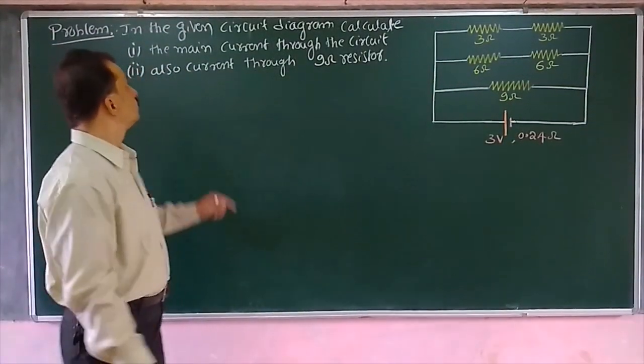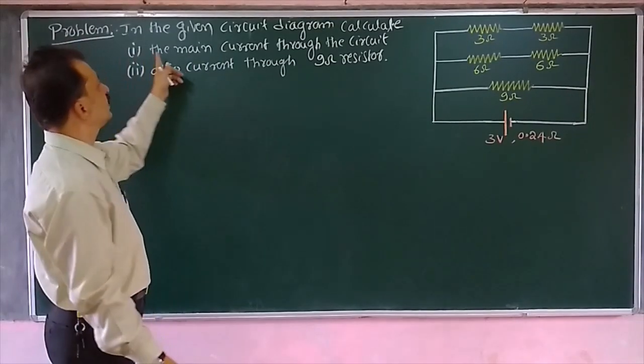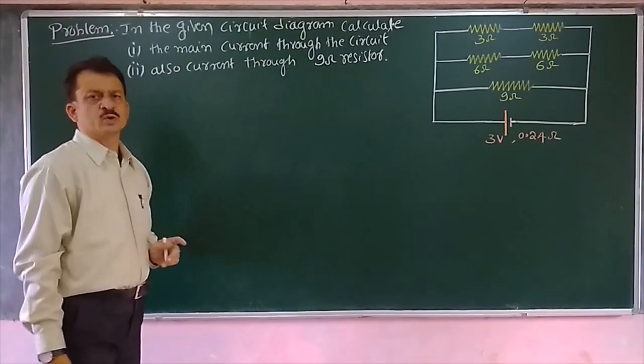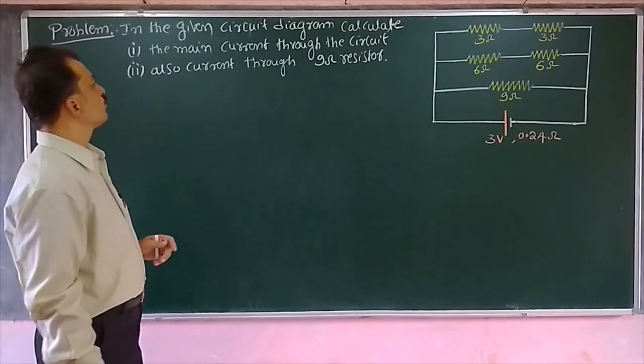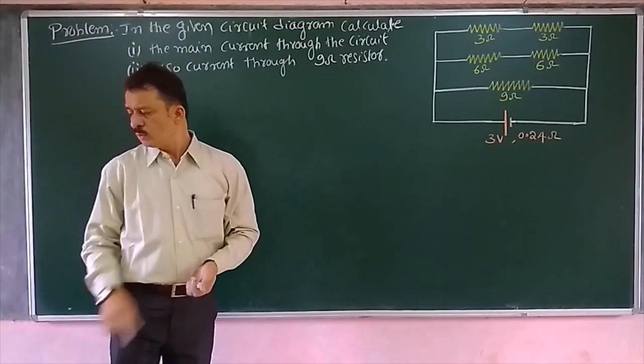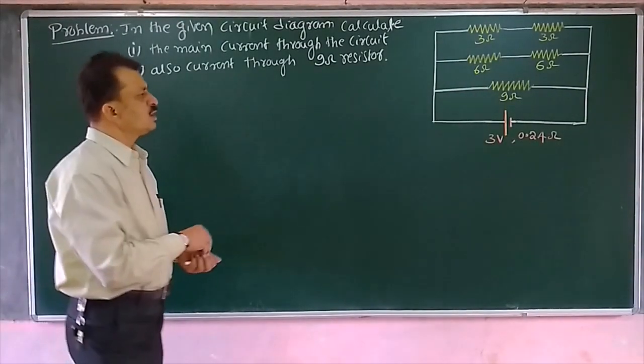Next problem, in the given circuit diagram, calculate the main current through the circuit. What is the main current flowing through the circuit? Also the current through the 9 ohm resistor.